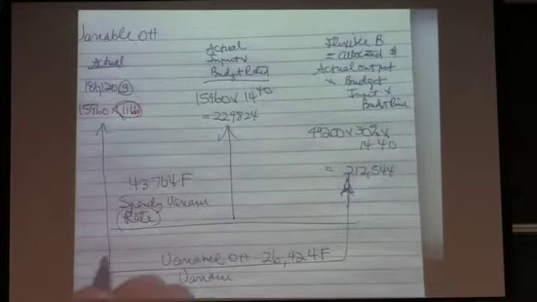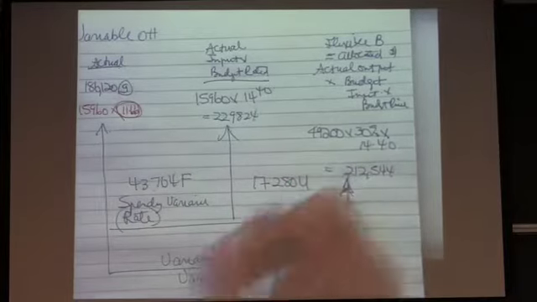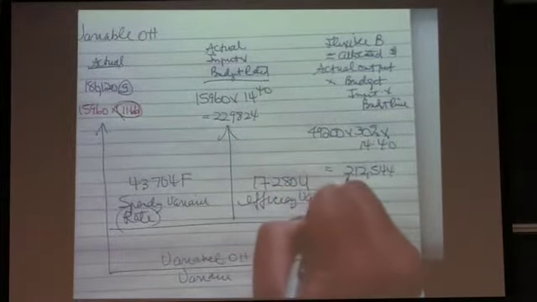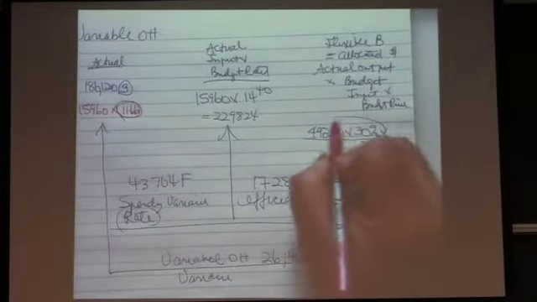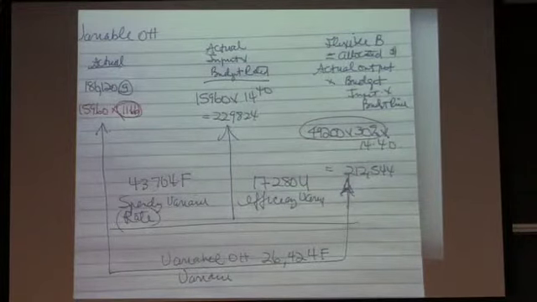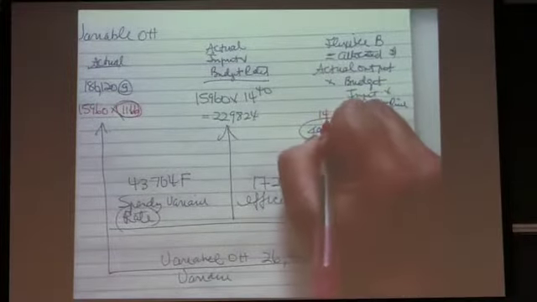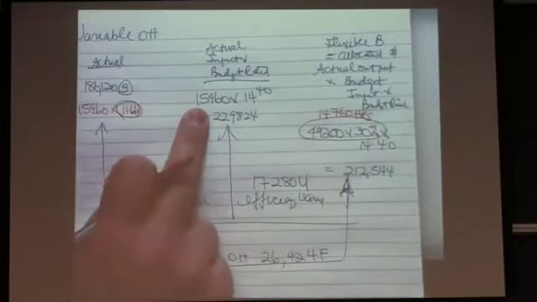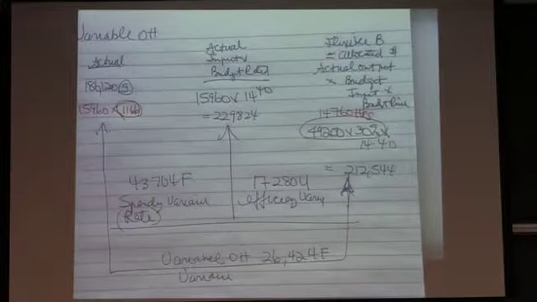Here, you'll see that we've got a 17,280 unfavorable efficiency variance. Why? Because if you look at these two numbers, this is how many machine hours we should have used. This is how many we actually did use. So we have an efficiency variance. Okay?